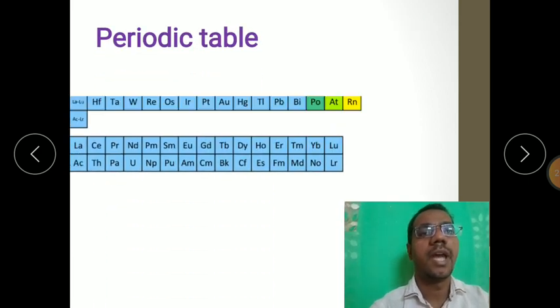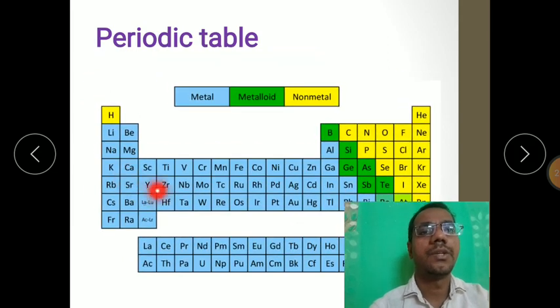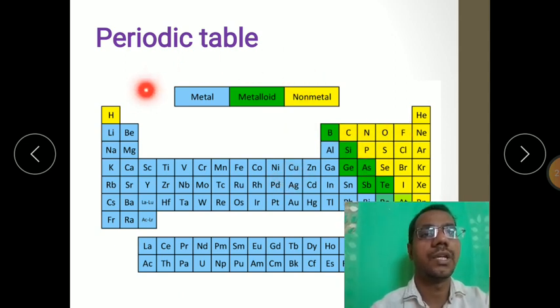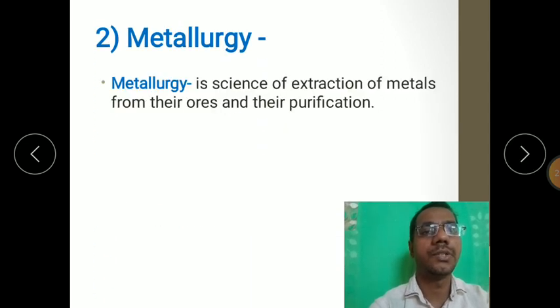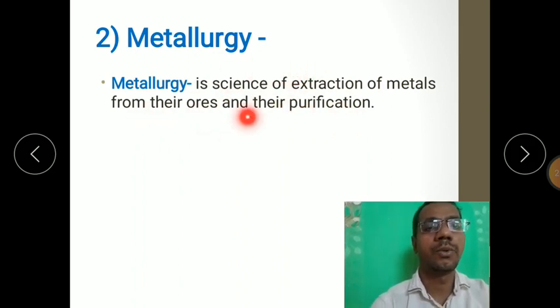So we have the periodic table in chemistry. Each element is arranged in a specific manner. Metalloids are present in between the metals and non-metals. You can check here, metal color, non-metal color and metalloid color. Next few terms, metallurgy. It is the science of extraction of metals from their ores and their purification. This is carried out through different steps.